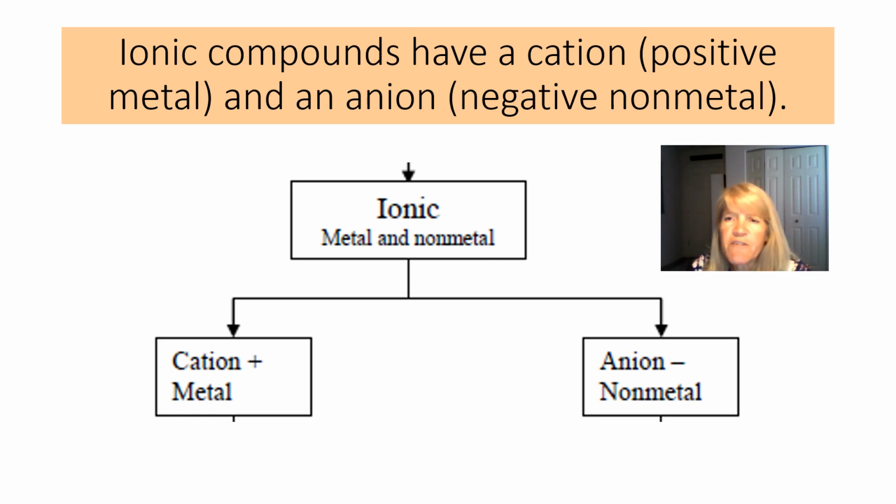So once we identify that it has a metal and we're in the ionic, the next part is to identify the cation and the anion. The cation is the metal and it has the positive charge. The anion is the nonmetal and it has a negative charge.